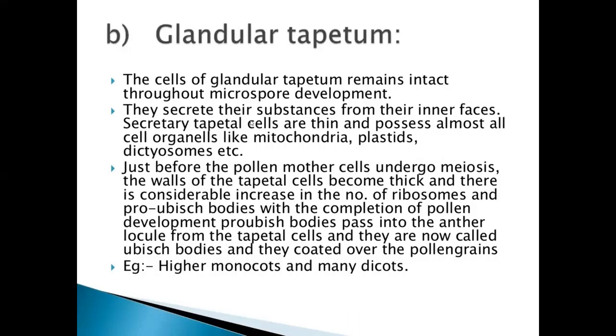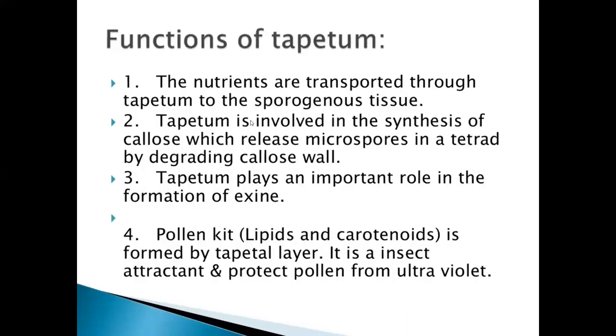This is an entrance point question. Ubisch bodies: are they present in amoeboid or secretory, glandular? Ubisch bodies are present in the mature cells, which develop from the mature cells of the tapetum, the glandular tapetum. They consist of some Ubisch bodies and are coated over the pollen grains. As I told you, the examples are higher monocotyledons and many dicotyledons.